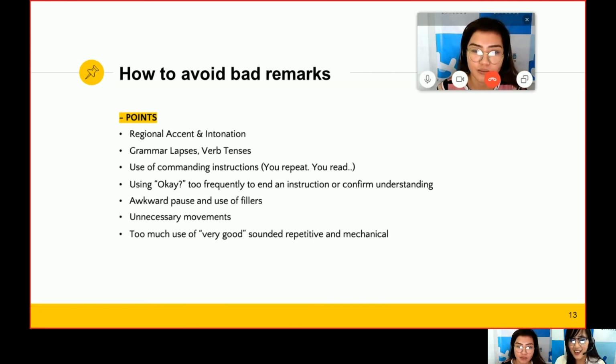Next, using okay too frequently. Okay. Okay. This is a zebra. You understand? Okay. What is this? Okay.